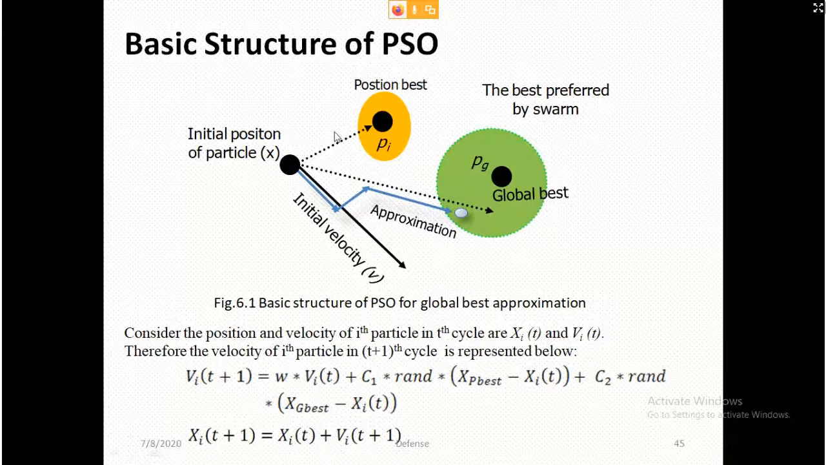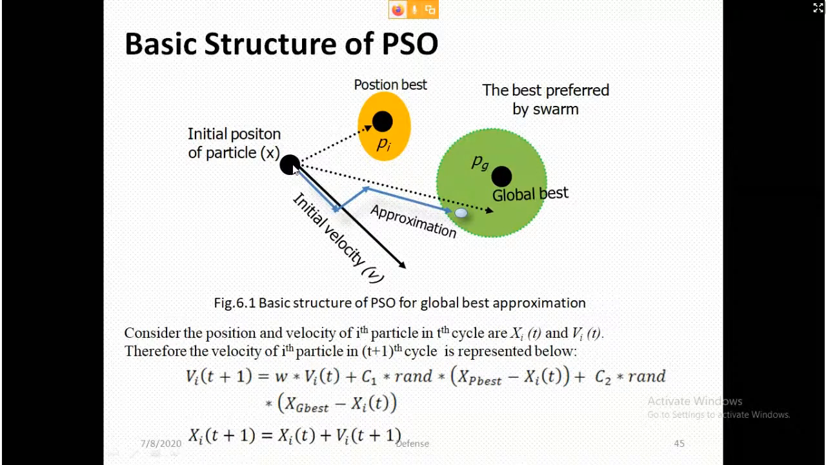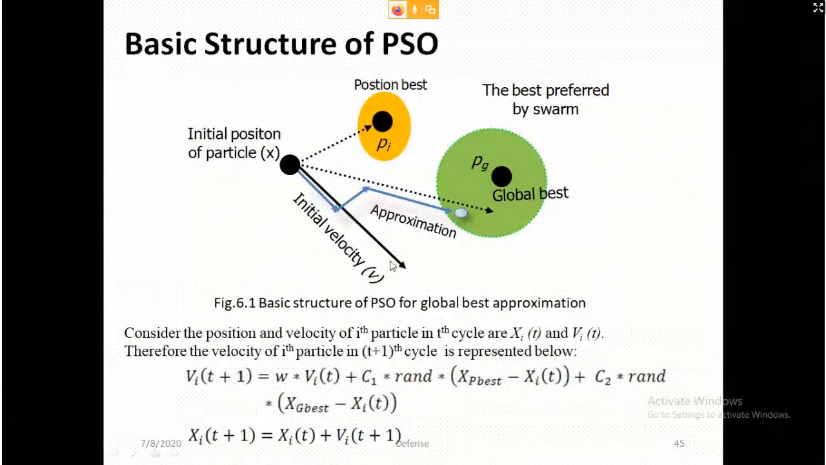Now what exactly happens while these birds move from one position to another? Here I am considering only one particle. One particle means one bird. Initially, the particle position is denoted with x. So initially it is at position x and it is moving in some direction, in the direction of v, with an initial velocity of v.